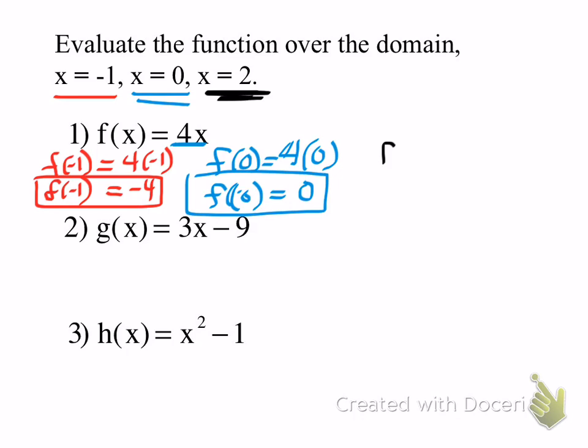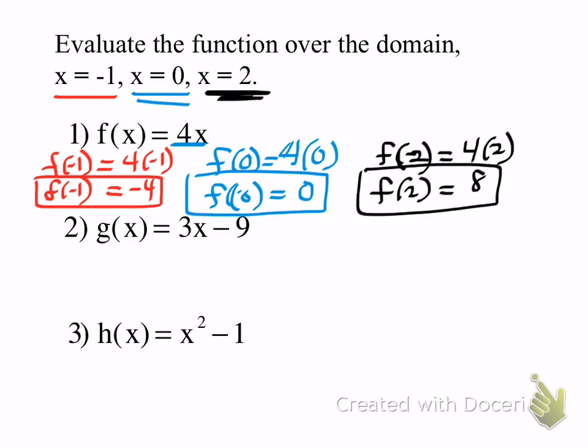F of 2 equals 8. F of 2 is equal to, I got to write the problem, 4 times 2. And so the F of 2 is equal to 8. Now pay close attention here. This is where kids get marked off.